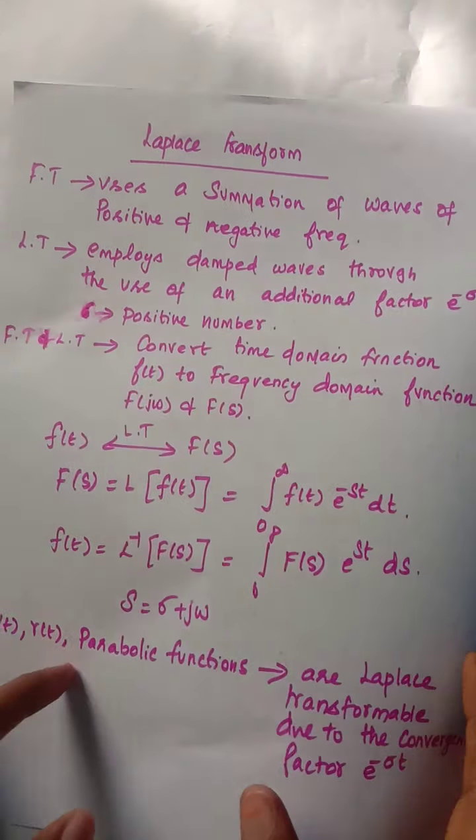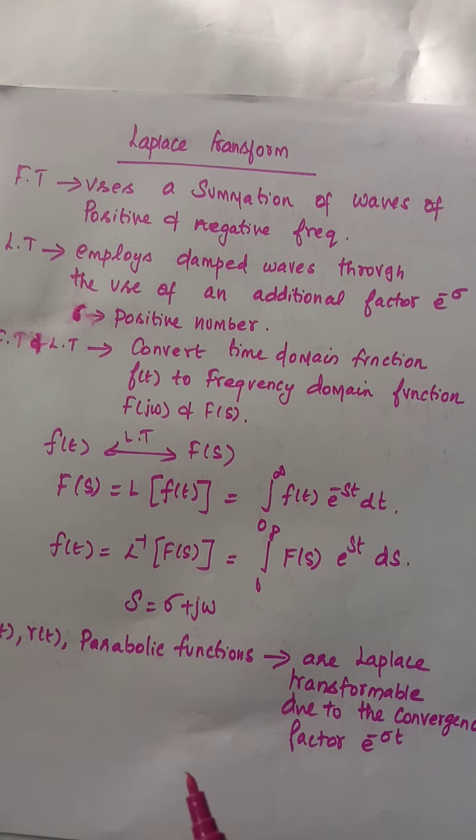Here first we will discuss the Fourier transform, and then we will go for the Laplace transform. Fourier analysis uses the summation of waves of positive and negative frequencies, and the Laplace transform employs damped waves through the use of an additional factor e power minus sigma, where sigma is a positive number. The Laplace transform and Fourier transform are used to convert a time domain function to a frequency domain function. So here f of t Laplace transform is F of s.